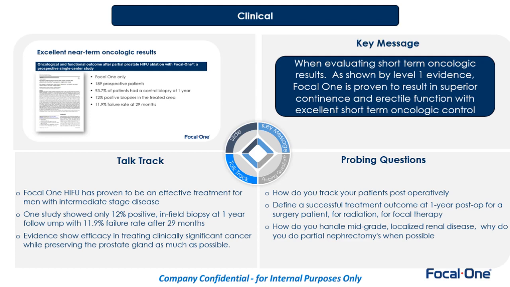Some probing questions to use during this slide might be: How do you handle mid-grade, localized renal disease? Why do you do partial nephrectomies when possible? Define a successful treatment outcome at 1 year post-op for a surgery patient, for radiation, for focal therapy. How do you track your patients post-operatively? How have expectations for functional outcomes changed in the last 10 years?